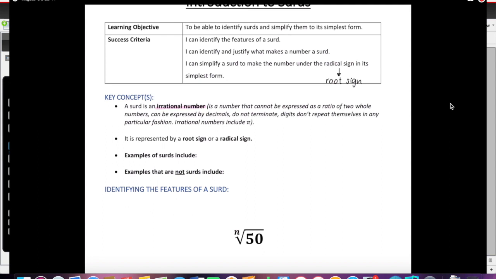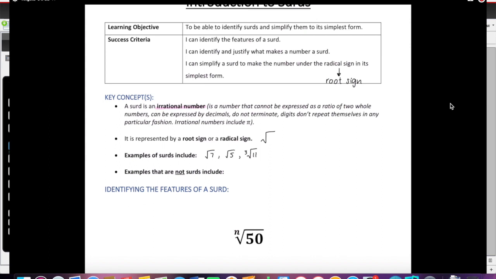So surds are represented by a root sign or a radical sign. So for example, what I'm talking about is that sign in particular. Examples of surds are the square root of 7, the square root of 5, the cube root of 11. This list isn't exhaustive, this is just a few examples.